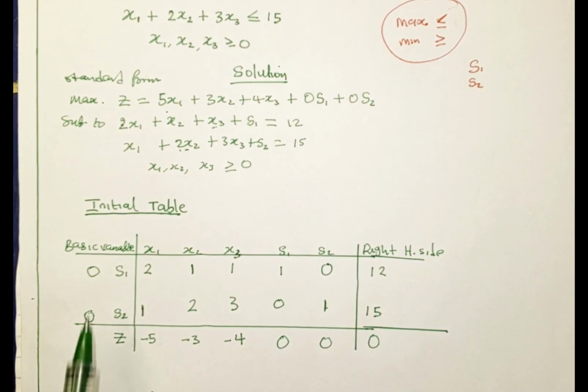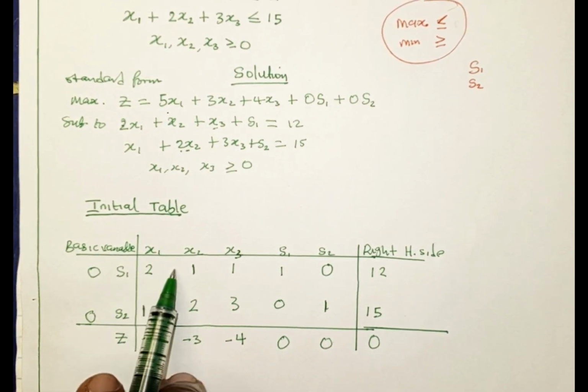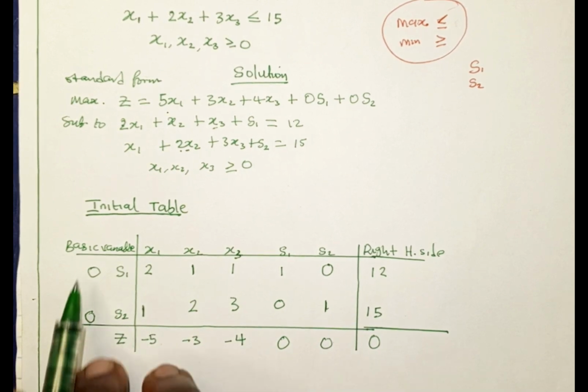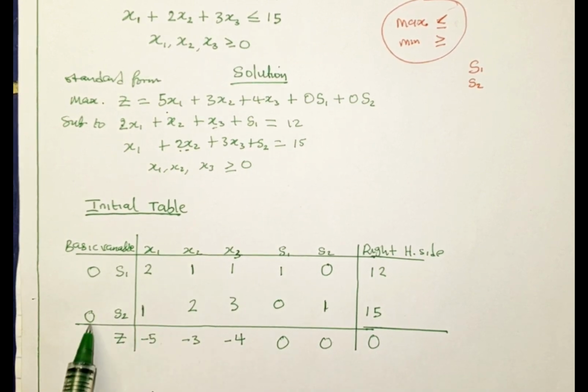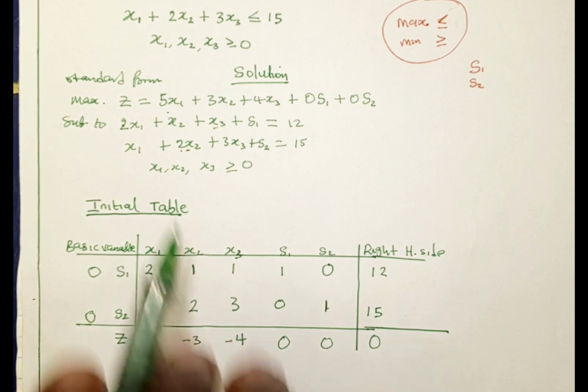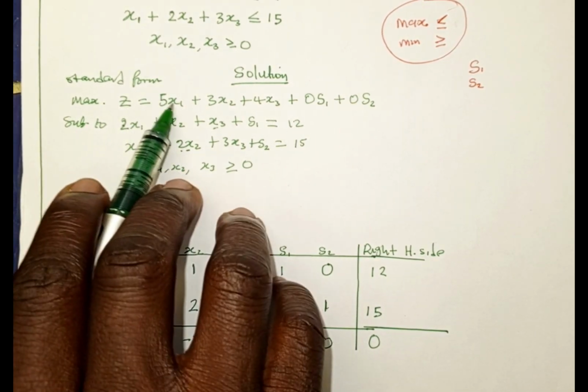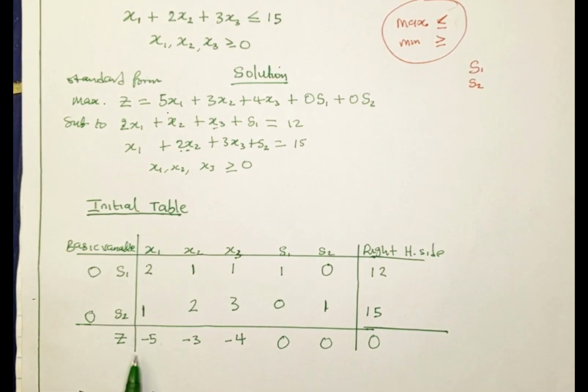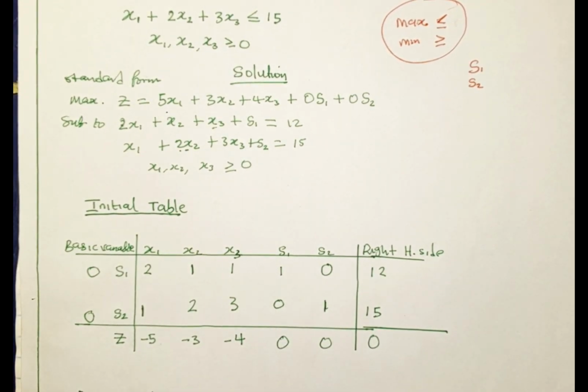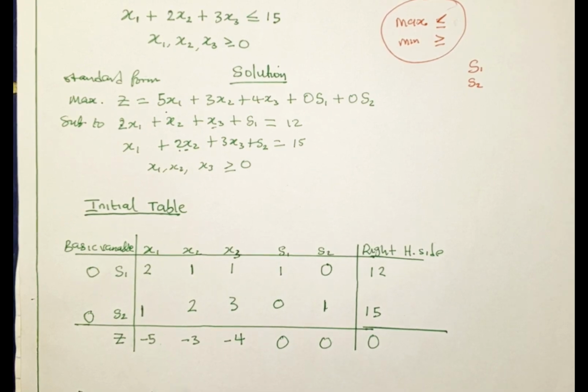What we just did here, we multiply the coefficient of s1 here by each, and we add them together. 0 multiplied by 2 plus 0 multiplied by 1, the result we subtract from the coefficient of x1 in the x1 column, and the same for x2 up to s2. Having got this, the next thing we're going to do is to perform our first iteration.